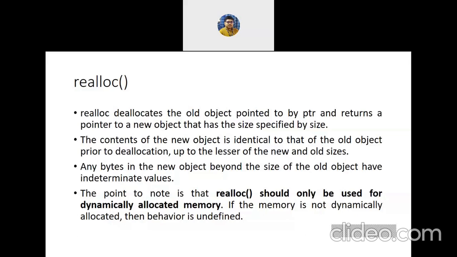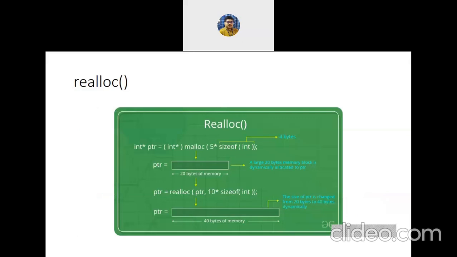I am explaining one by one. First, try to understand the syntax of this realloc function. Why we use the realloc function, I already explained. The realloc function is required when you have already allocated memory for some elements by using Calloc or Malloc function, and you require more memory.